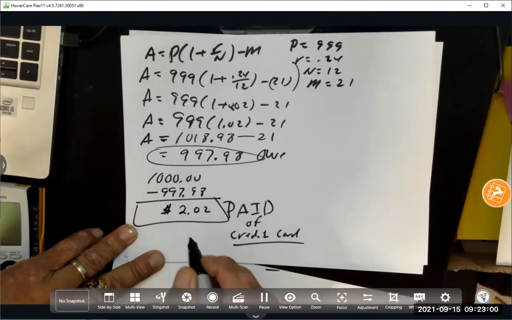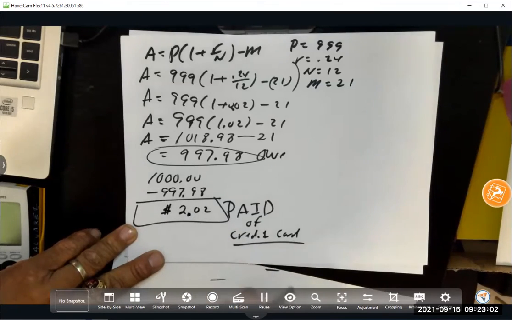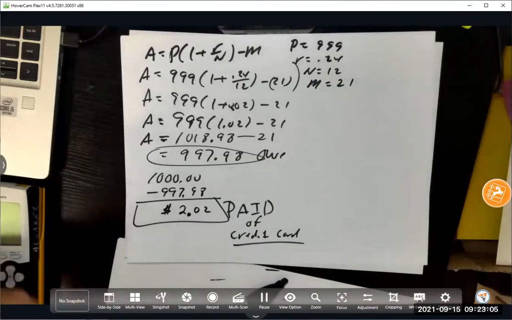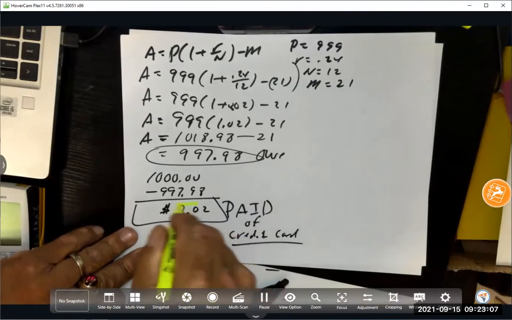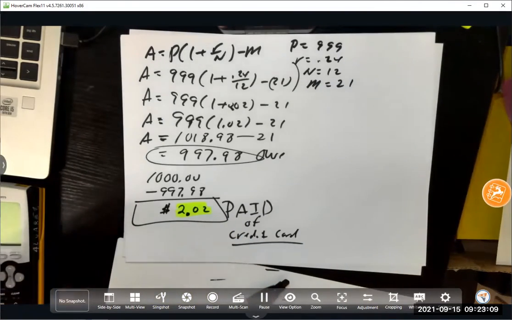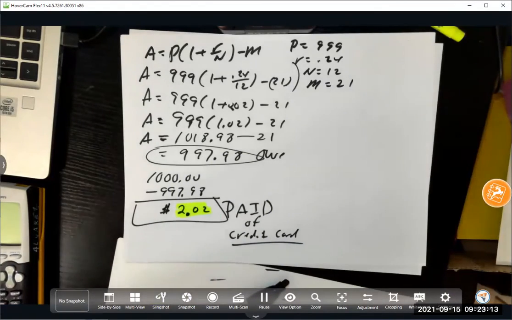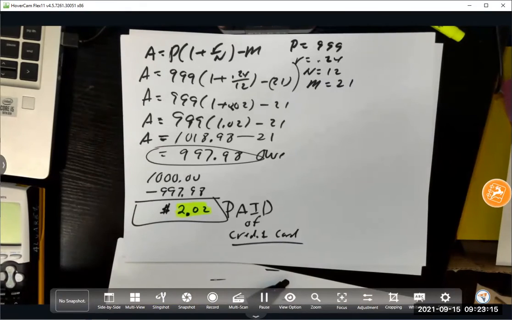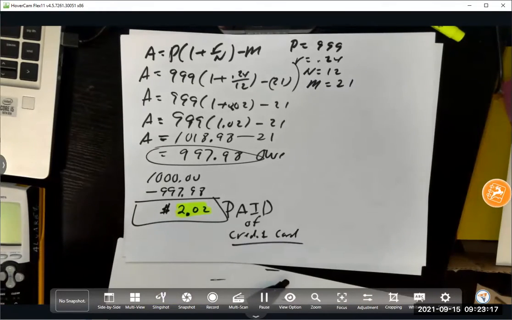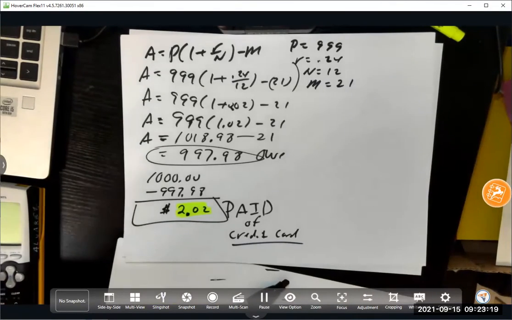So far, I've paid off $2.02 on my credit card. Does that make sense? After sending how many payments? 2 payments of $21 and $21. Yes. So every month it's like $1 is getting paid off from my credit card. It's not bad, right? Yes. I think it's okay.